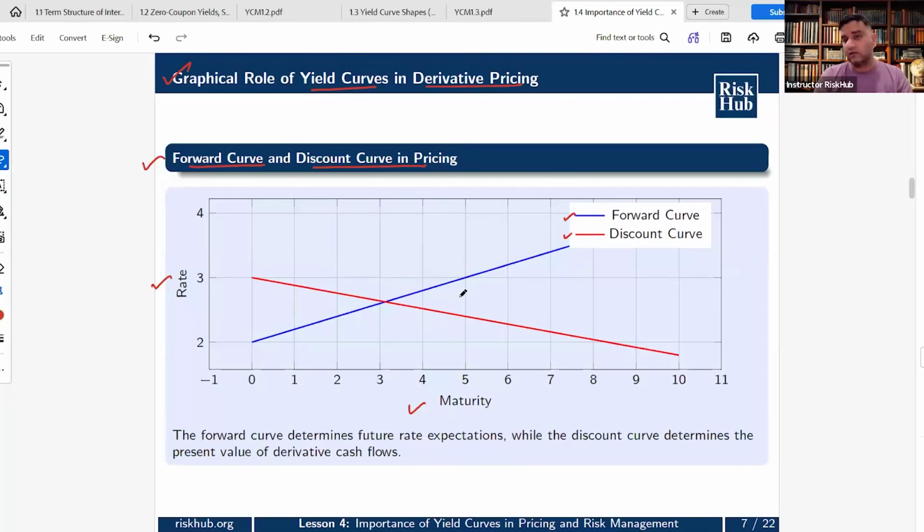If the red line were a discount curve, it would rise with the forward curve, not fall. The correct presentation uses two vertical axes: rates in percent on the left, and the discount factor from 1 down to 0 on the right. Okay, so the forward curve determines future rate expectations, while the discount curve determines the present value of derivative cash flows.